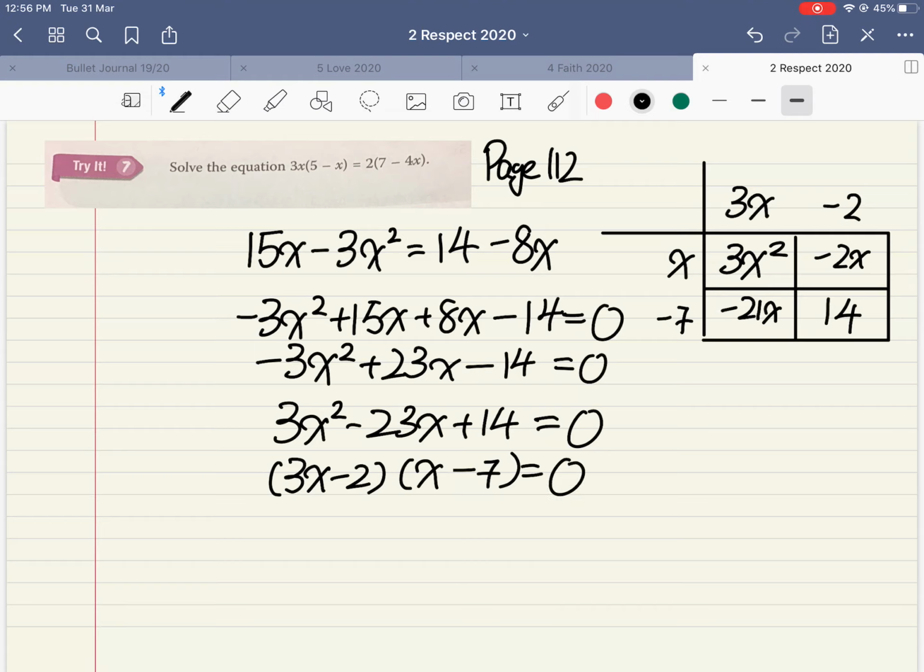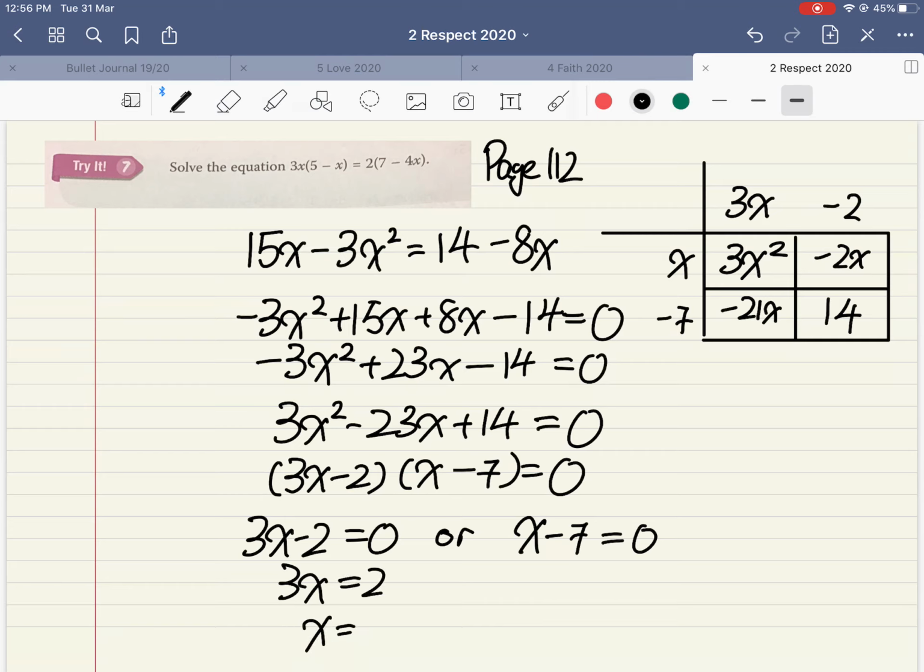And just as before, as we know, p times q equals 0. So in this case, what we get is 3x minus 2 equals 0, or x minus 7 equals 0. 3x equals 2 and x equals 2/3, or x itself equals 7. Hence, my solutions in this case are x equals 2/3 or x equals 7.